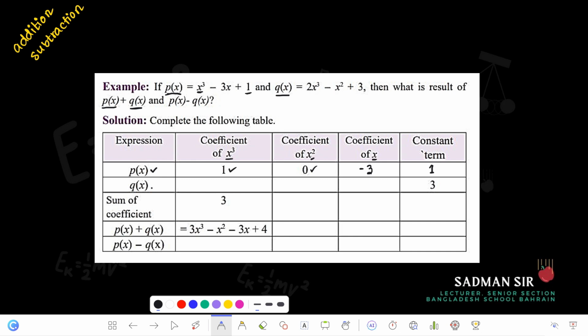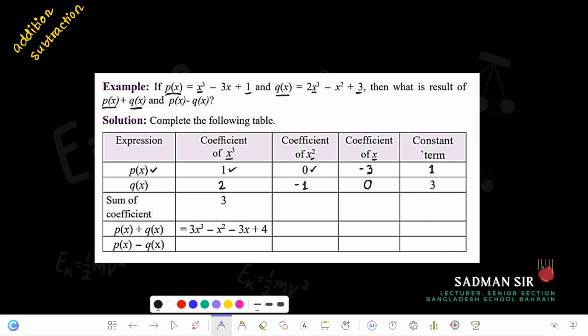Then we will get to q of x. In that, the coefficient of x cube, you can see it is 2, so we will write 2. And then the coefficient of x square, you can see it is -1. Okay, don't forget to consider the sign also, so it is -1. And then the coefficient of x: there is no term of x, right? So that is why the coefficient will be 0, and the constant term is already filled up as 3, and we can see that yes, it is 3.